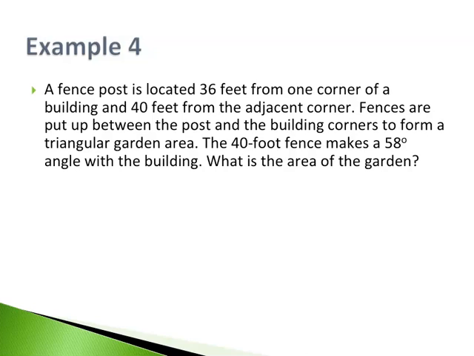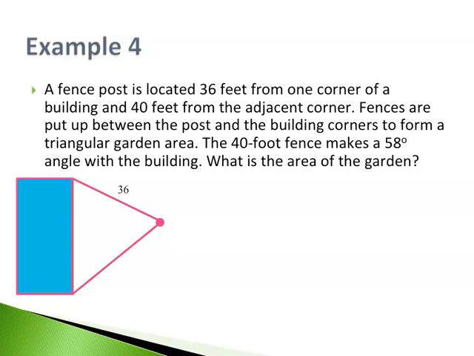Okay, so we definitely need to draw a picture for ourselves so we can understand what's going on here. So we have two corners of the building, and there's a fence post that's located 36 feet from one corner and 40 feet from the other corner. So here's the building. Here's the fence post. We know that this is 36 away on one side and 40 feet away on the other side. Now you can see that if we were to put up fences here between the post and the building corners, right along these lines that I've just drawn, it forms a triangular garden area. Now the additional information that's given is that the 40-foot fence makes a 58-degree angle with the building. So look for the side of the building, look for the 40-foot fence, and the angle between those is 58 degrees.